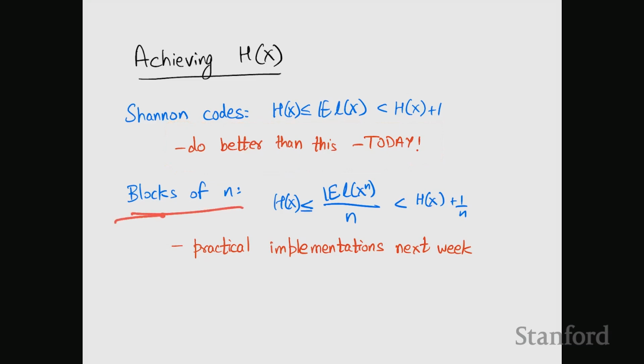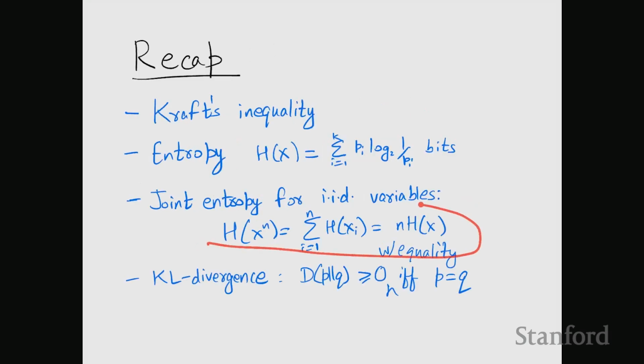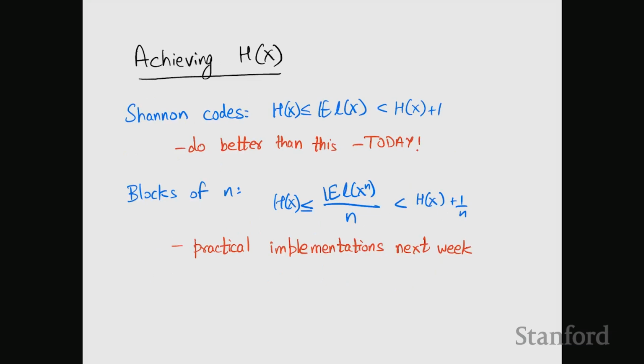The other thing we saw towards the very end was that if you code in blocks of n, then the average code length per symbol you can achieve, using this formula we saw just now, that the entropy of X^n is equal to n times the entropy of X, you can get within 1/n of entropy. So working with blocks is really the way you get arbitrarily close to entropy. And it's very important working with blocks.